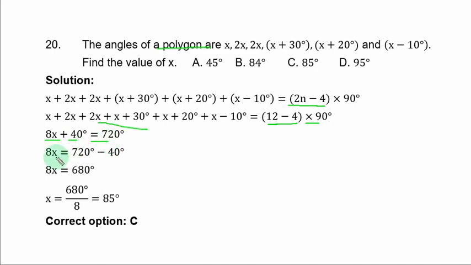Collect like terms, you have 8S equal to 720 degrees minus 40 degrees, and you have 8S equal to 680 degrees. To get S, divide both sides by 8, and S is equal to 85 degrees. C is the correct option.